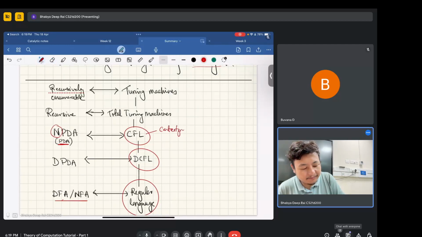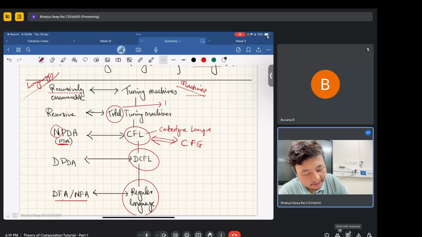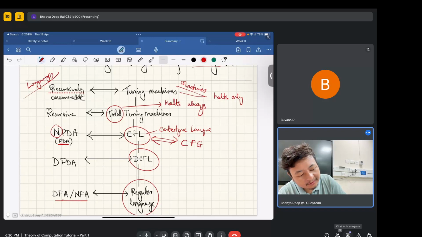Context free language, and this is equivalent to CFG, context free grammar, a type of grammar which generates this. And recursive and recursively enumerable, these are languages, these are machines. Recursive are those languages computed by total Turing machines, where total means that the machine always halts given any input. And recursively enumerable means that the Turing machine need not always halt. The Turing machine halts only on yes instances.